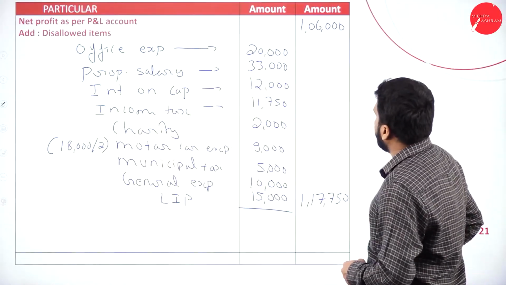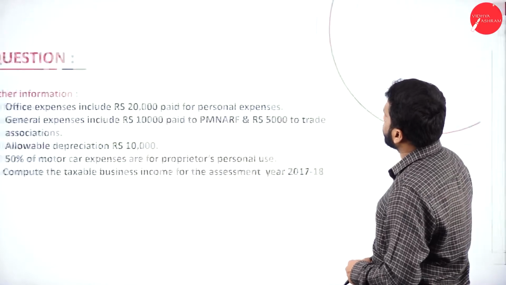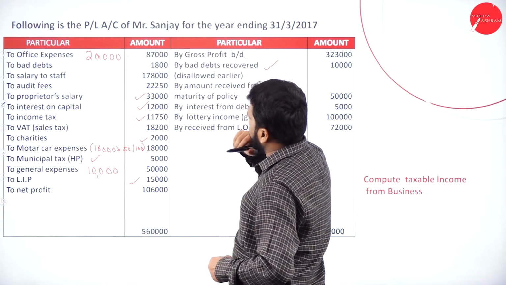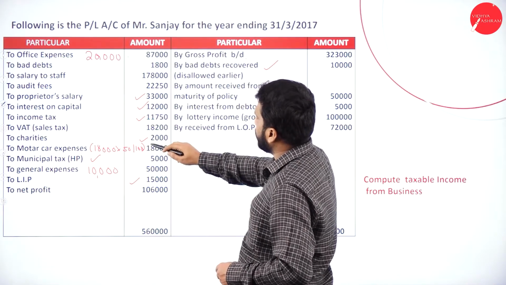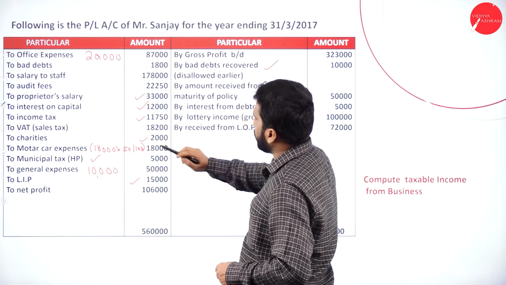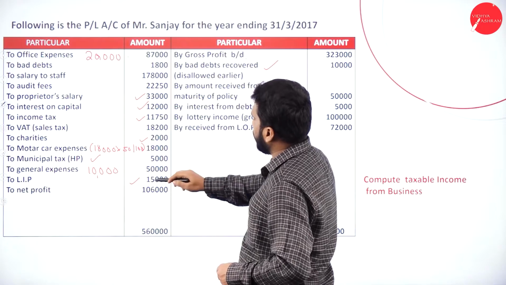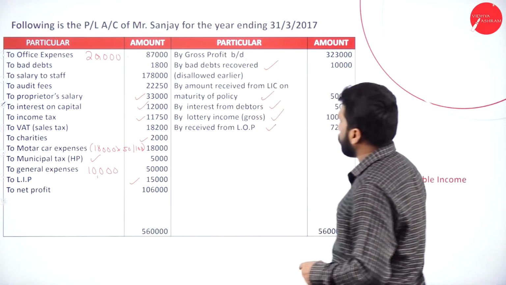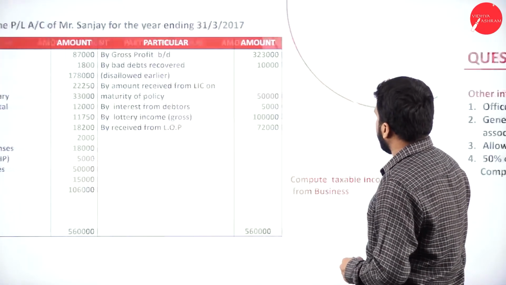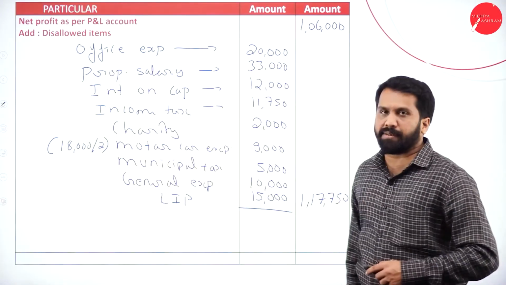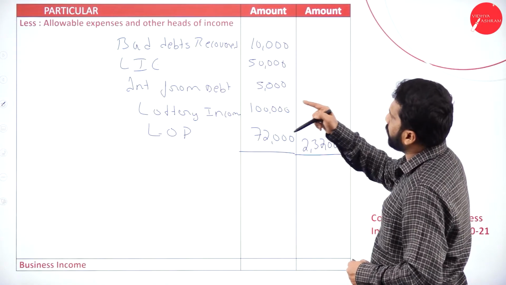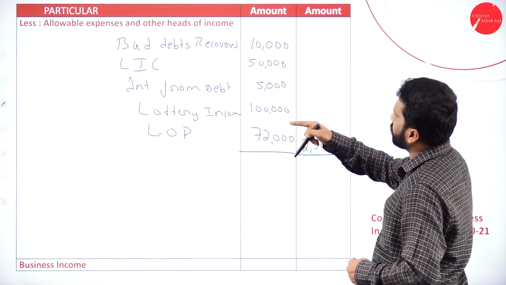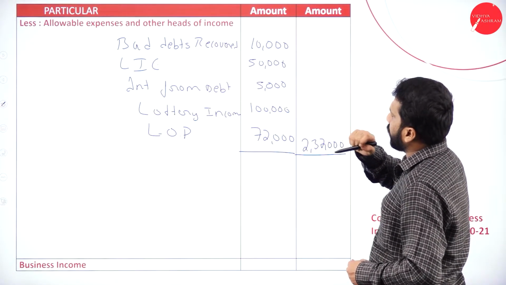Now I'll cross check once. So 20,000 plus 33,000, 53,000, almost 65, 76, 78, 89 and 99. Yes, almost 1 lakh, 1,17,000. Yes, we got 1,17,750. And these are the income: bad debts, LIC, interest from debtors, lottery income, LOP.